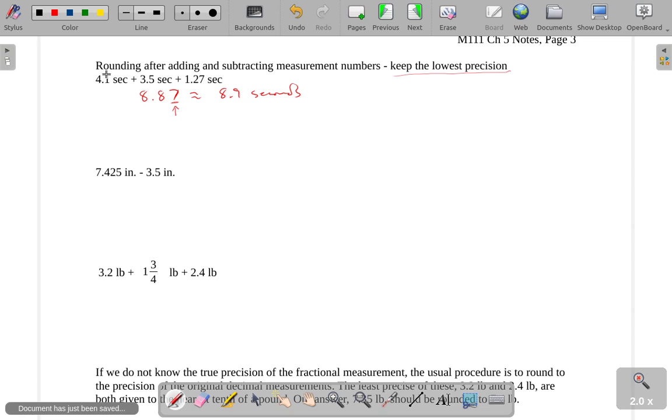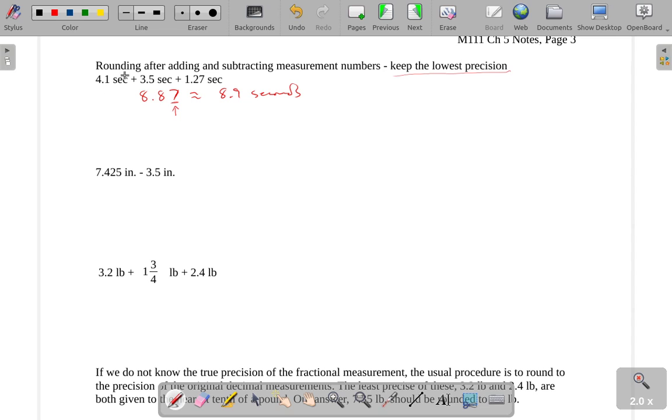Each of these numbers could be anywhere from 4.05 seconds to 4.15 seconds. This could be anywhere from 3.45 seconds to 3.55 seconds. This one would have to be 1.265 to 1.275. I'm saying to the fives, but whatever. You get the point. It's somewhere within these ranges.